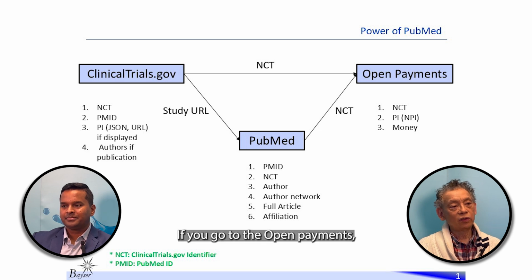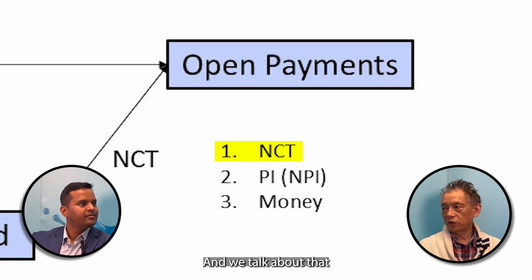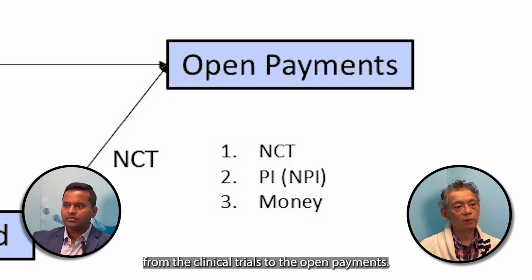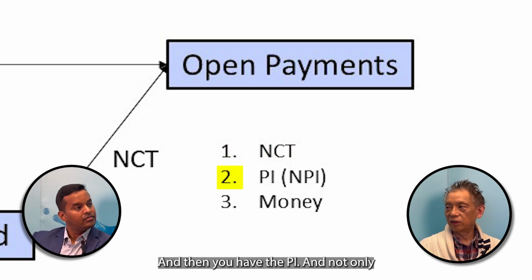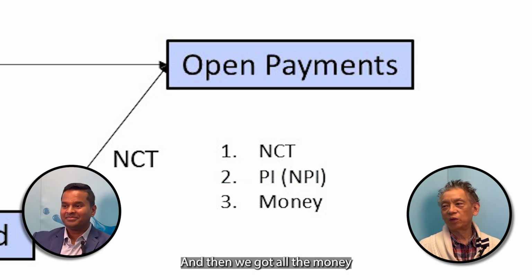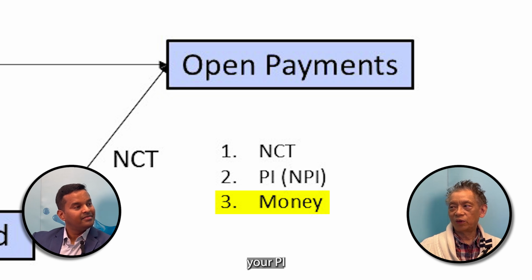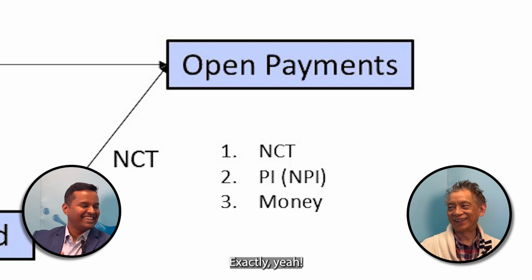If you go to open payments, one of the major fields in there would be the NCT. This is how you can cross from the clinical trials to the open payments, which we talked about. And then you have the PI, and not only do you have the PI, you have the NPI of the PI, which is really cool. And then we've got all the money that we talked about. This is how I believe you realized that the PI you're interested in got in cahoots with the competitor. Exactly.